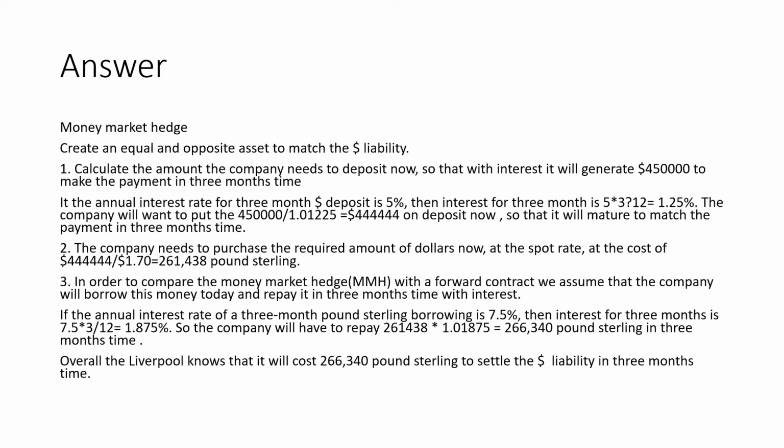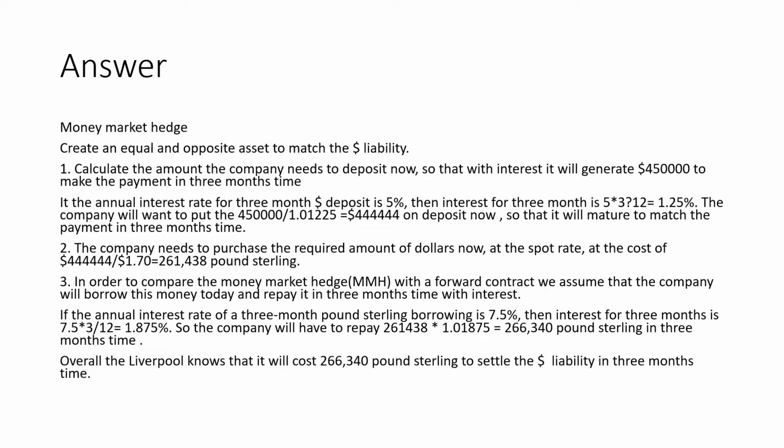The answer is that if we go for a money market hedge, first of all we have to create an equal and opposite asset to match the dollar liability, because we have to make the payment in dollars. So first we have to see how much amount we need to deposit now. We will put that amount in the money market and buy an instrument that will give us a certain amount of interest. By adding that interest, we have to generate 450,000 to make the payment in the future, which is after 3 months' time.